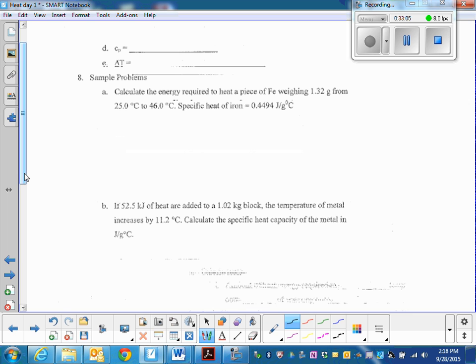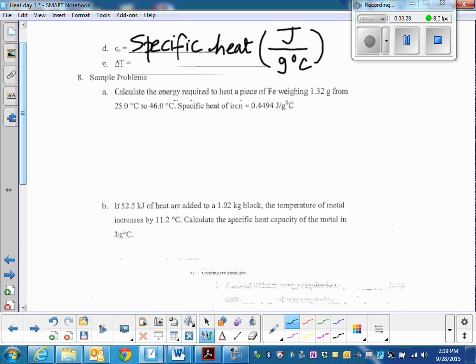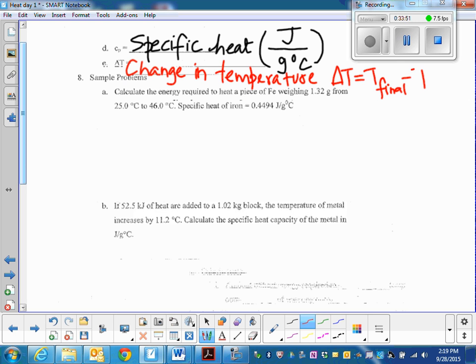What does Cp stand for? Specific heat. And it's joules over grams degrees Celsius. That is the unit for specific heat. What does delta T stand for? Change in temperature. And delta T is always equal to T final minus T initial. So what is the final temperature minus the initial temperature?